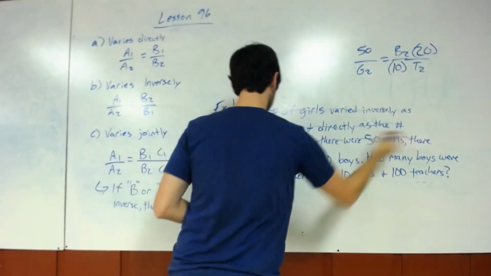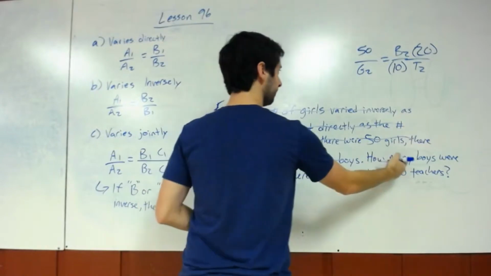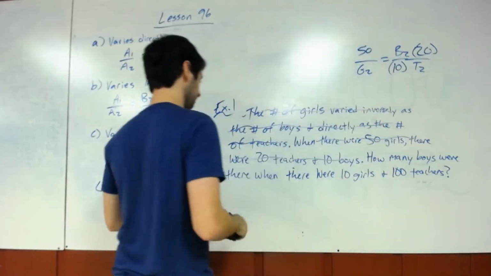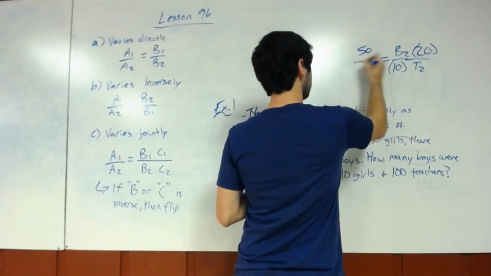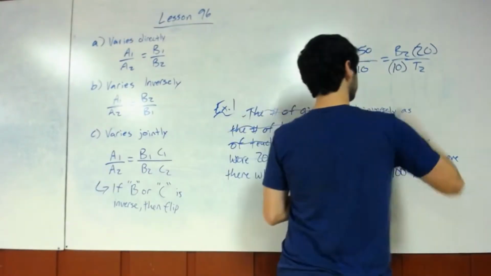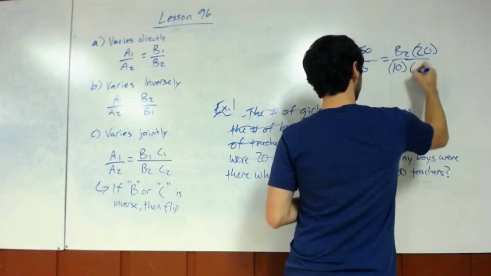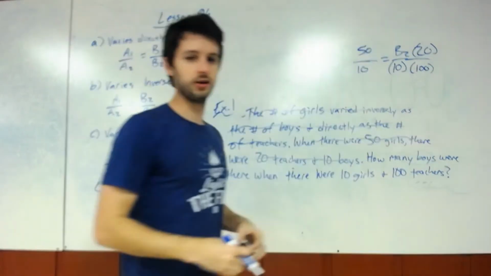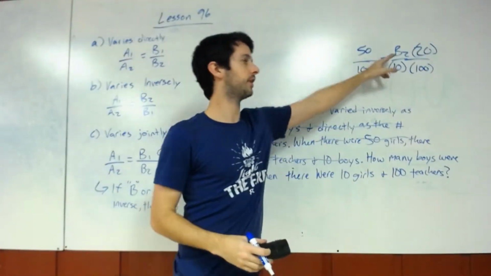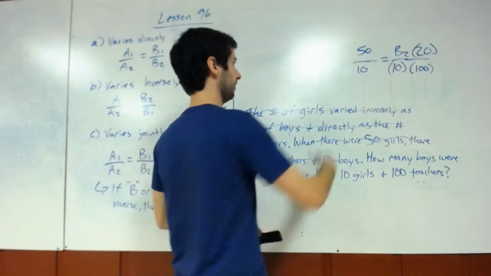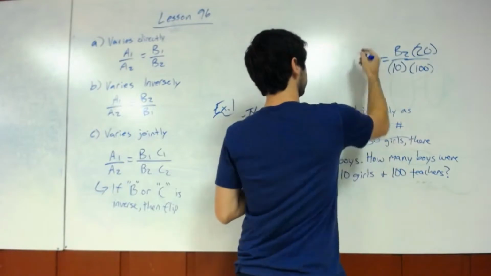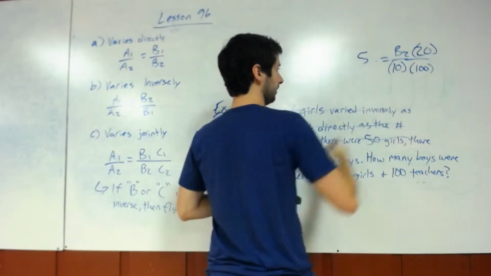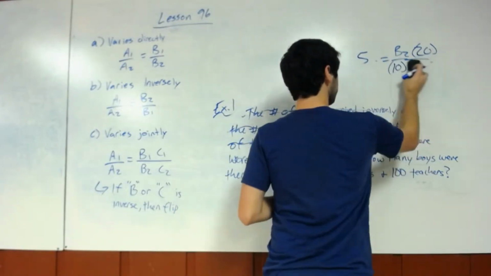So now we've done this sentence. How many boys, so we're looking for B2, were there when there were 10 girls, so there's G2, and 100 teachers. So now we have all of our numbers, we have one variable, and we can solve. I'm going to reduce 50 over 10 to 5. 10 times 100 becomes 1,000.